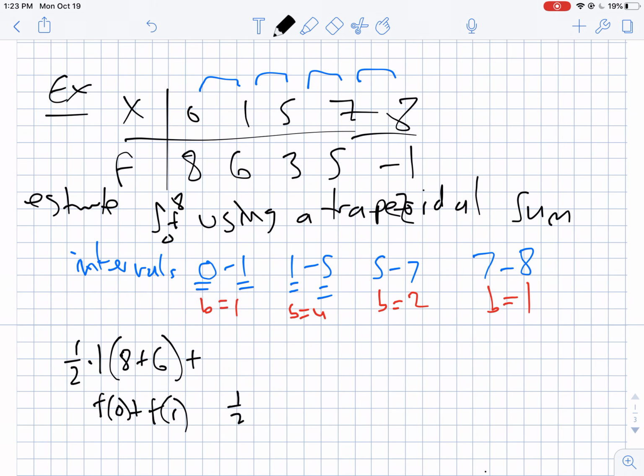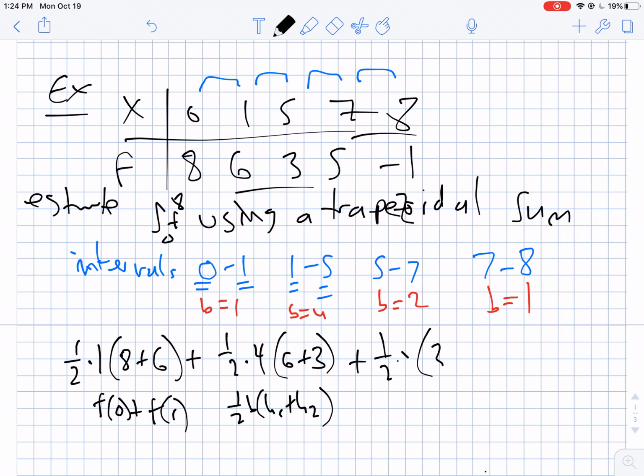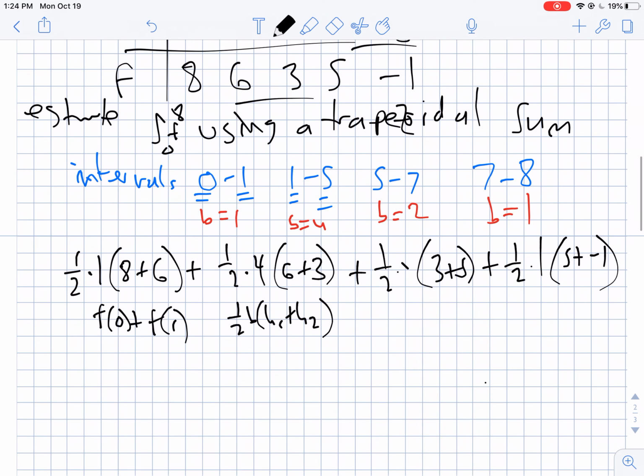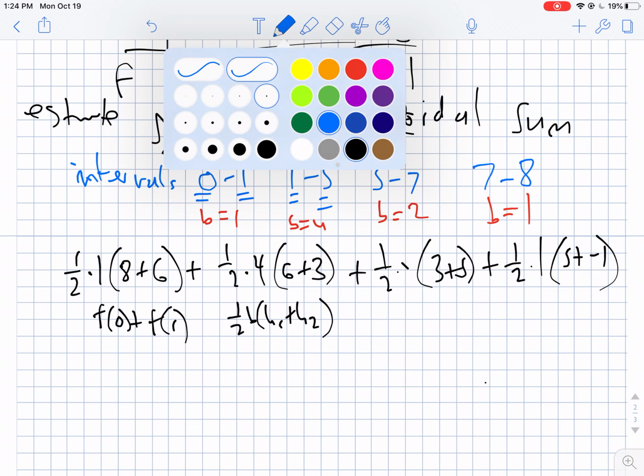The next one again is 1/2 base, and then height 1 plus height 2. So I go from 1 to 5, I have a base there of 4. My heights at 1 and 5 are the values of the function, 6 and 3. Then 5 to 7, I have a base of 2. My heights at 5 and 7 are 3 and 5. And then 7 to 8, of course, I have a base of 1. Heights there of 5 and negative 1. Don't do anything different with the negative. It still works out. Okay, so now let me teach you some tricks here.